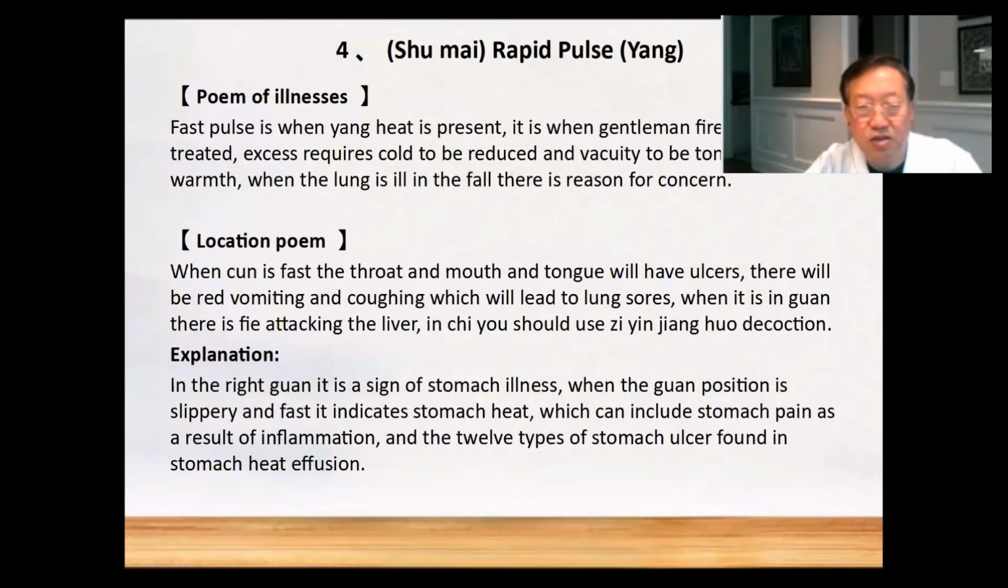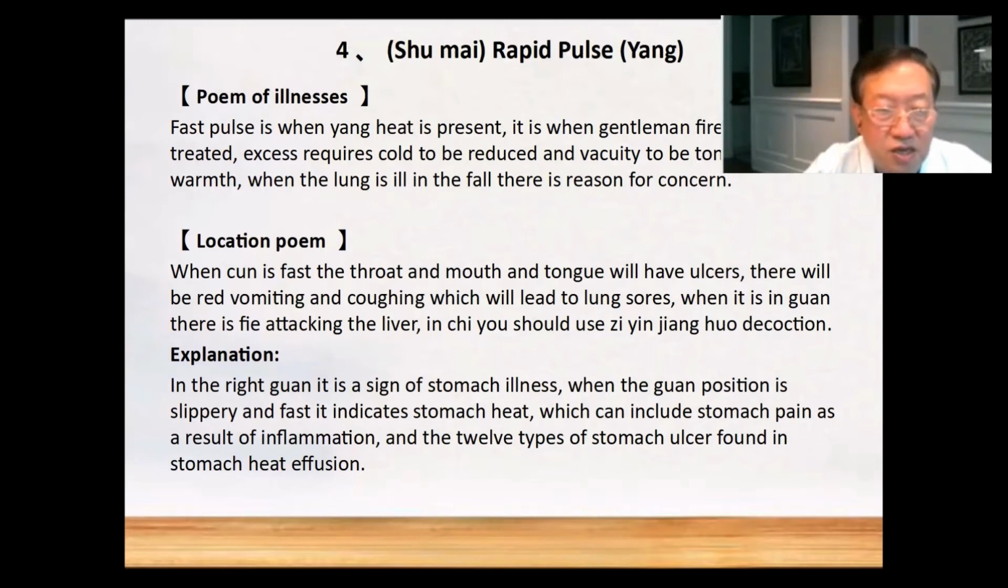Poem of illnesses. Fast pulse is when yang heat is present. It's when gentleman fire needs to be treated. Excess requires cold to be reduced and vacuity to be tonified with warmth. When the lung is ill in the fall, there is reason for concern.